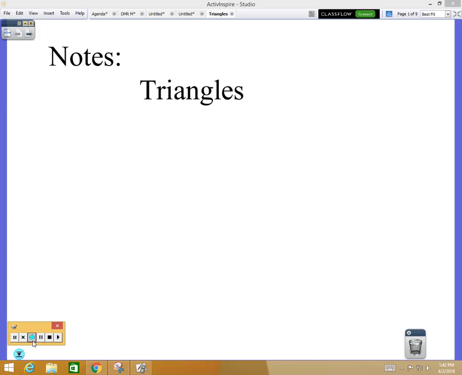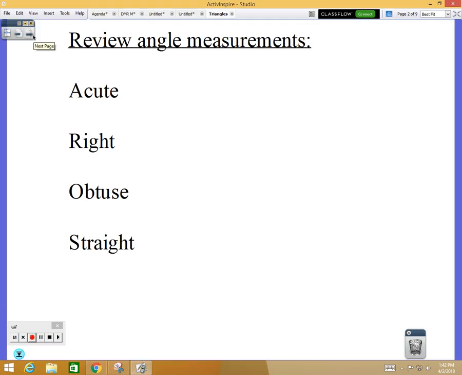All right, so today should be a lot of review about triangles. We're first going to talk about how to classify a triangle. And we want to review the different angle measurements before we do that. So there's 4 different angle measurements, as you can see up here.